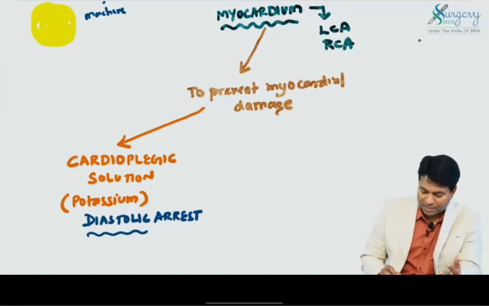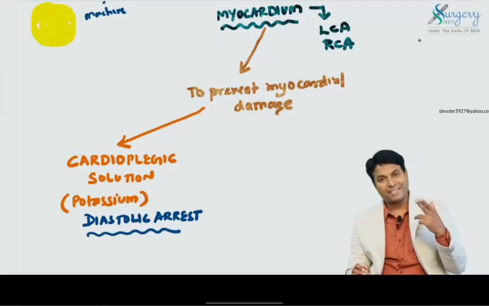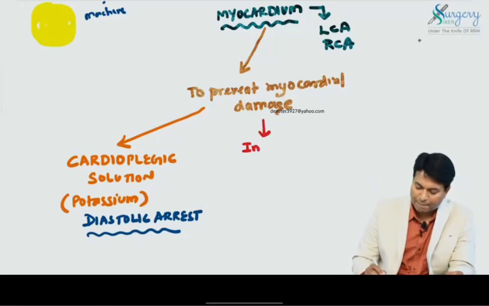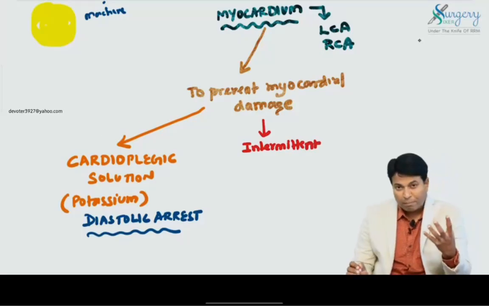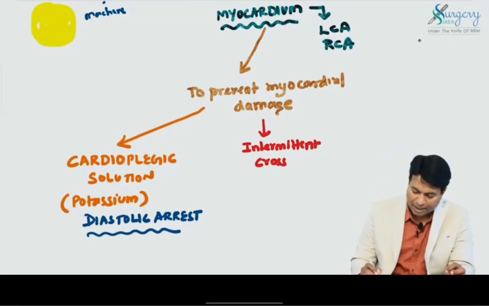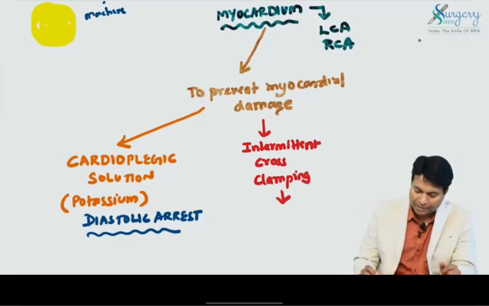So therefore, cardioplegic solution is one method. And number two, we can do intermittent cross clamping. Intermittent cross clamping means we allow the blood to flow into the coronary arteries by the intermittent cross clamping method.